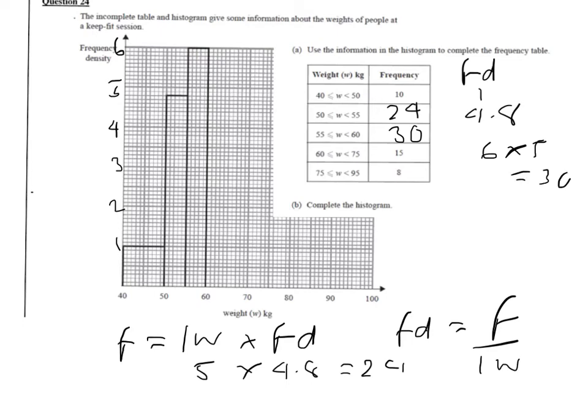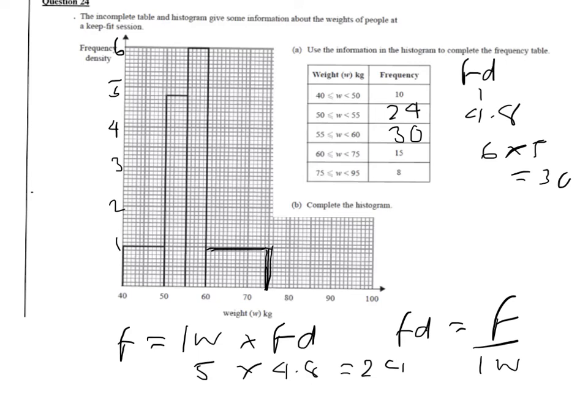So on to drawing the graph. Well, we have the frequency, so we need to just simply find the frequency density to find out where our line goes. So here we've got a frequency of 15, width of 15, so the frequency density for 60 to 75 will be 1. 15 divided by 15 is of course 1. So we draw our line across from 1 and down.